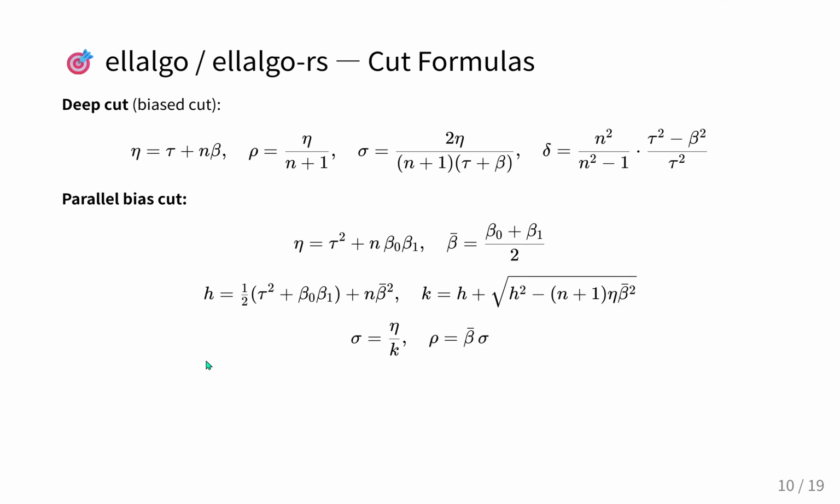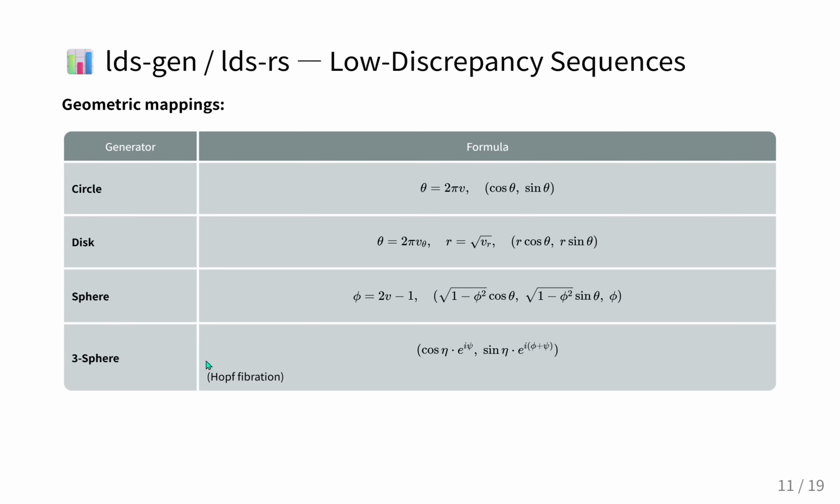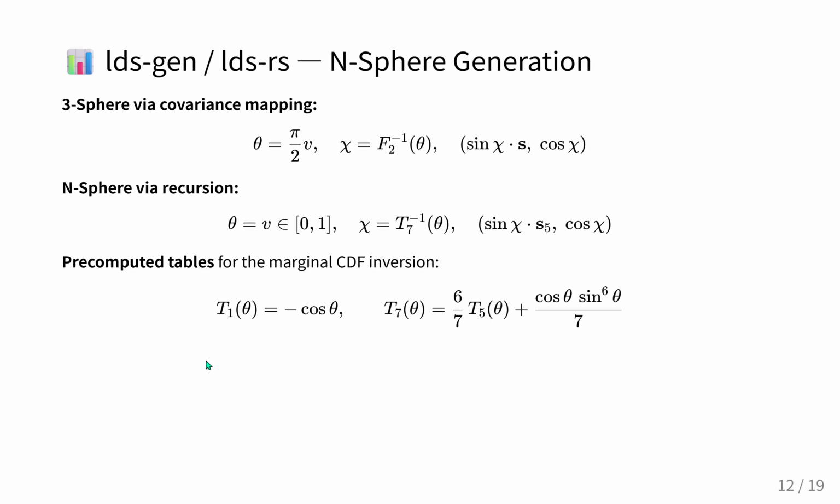If you tried to construct a parallel bias cut using Unicode, your brain would just give up trying to read it. Oh, absolutely. Finally, for maximum complexity, they tested LoGGen and ALDSRS, a library dealing with low discrepancy sequences. Here, they documented geometric mappings, including mapping an abstract 1D sequence into a three-sphere using the Hopf vibration formula. Heavy stuff. And they also documented n-sphere generation via marginal CDF inversion.